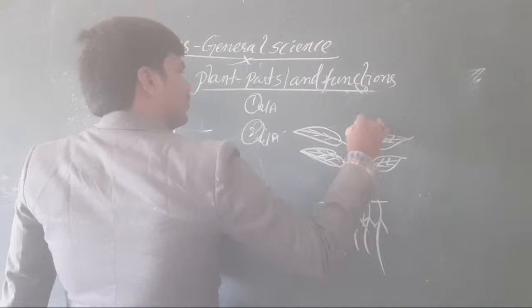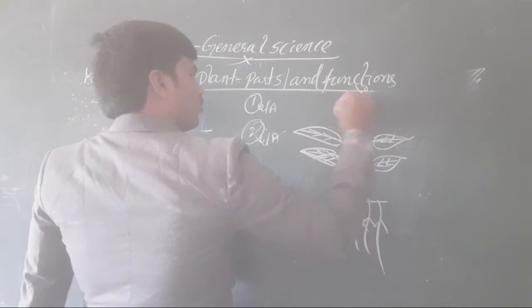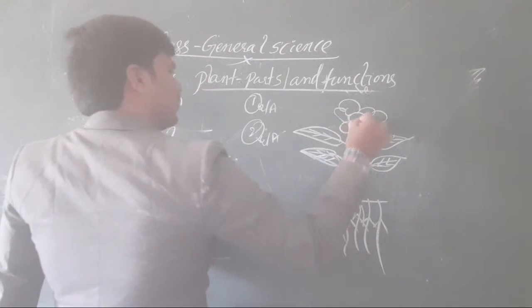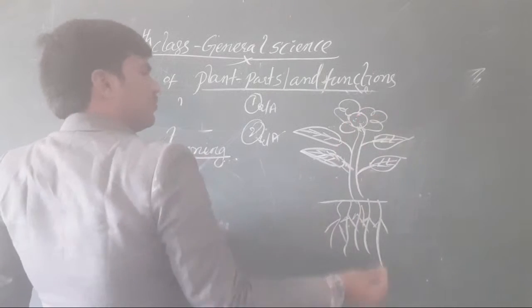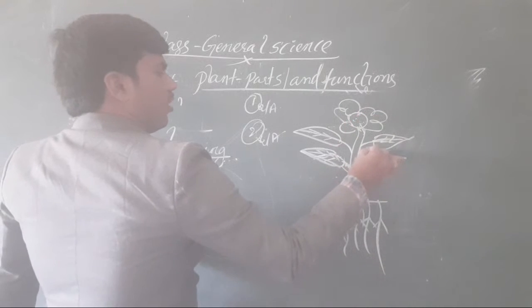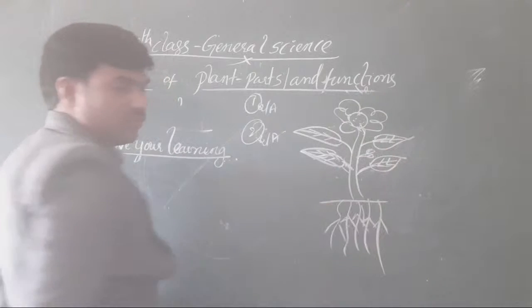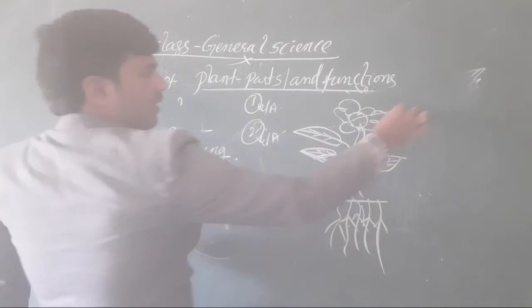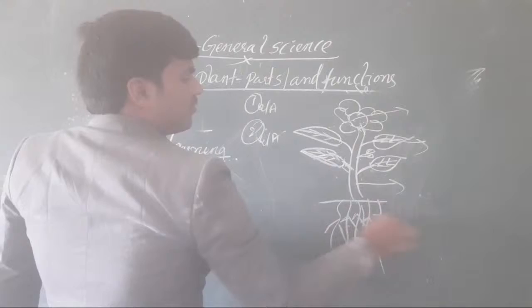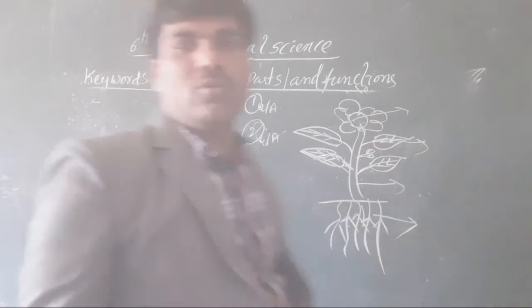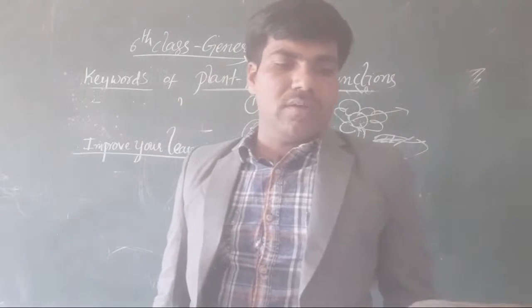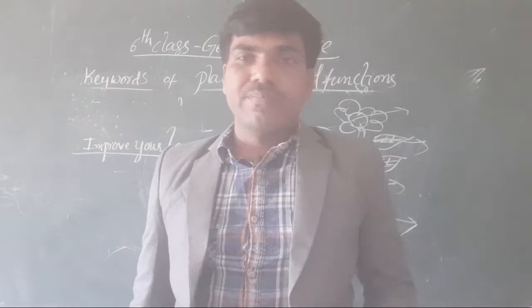And at the top you have to draw a flower like this. Clear or not, all the students? In case it is possible, you have to draw some fruits or buds. Now, this is a flower, this is the leaf, this is the stem, this is the roots, like that. You have to label the diagram. Okay, this is only about our ninth question answer.